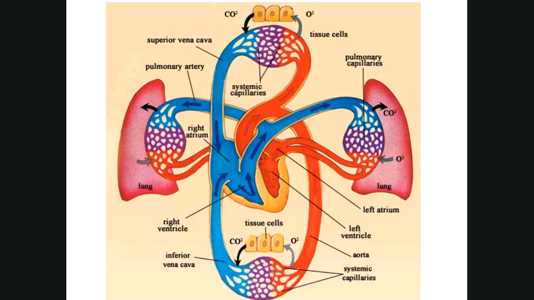So if we look at our picture, these are carrying blood toward the heart. Those are systemic veins. But these, which are carrying blood toward the heart, are pulmonary veins. Make sense? Any questions?